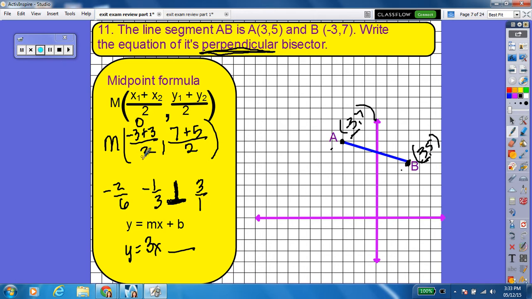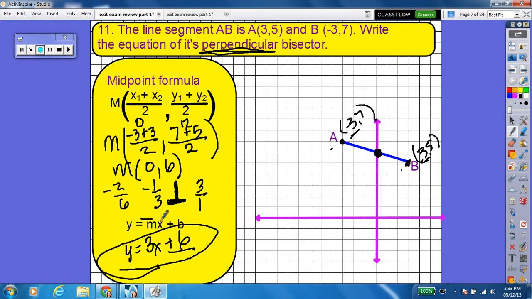So this is 0 over 2, which is 0. So your midpoint's at 0. And this is 12 over 2, which is 6. So your midpoint is actually 0, 6, which works out so nicely because that is the y-intercept. So plus 6. There's the equation of your line.